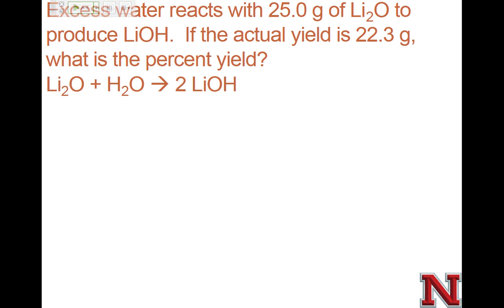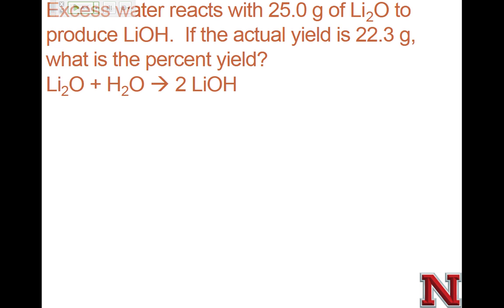It tells me water is in excess. By being in excess, that means it's going to be left over after the reaction's done. I don't need to know how much water I'm using. I know I'm using more than I need. So this tells me that water is in excess. I don't need to do anything else as far as predicting which one is my limiting. It has to be the other one because the equation tells me water is going to be left over at the end because it's in excess.